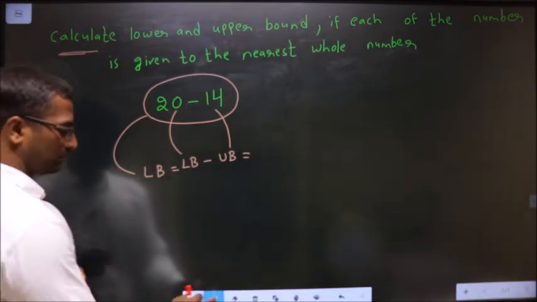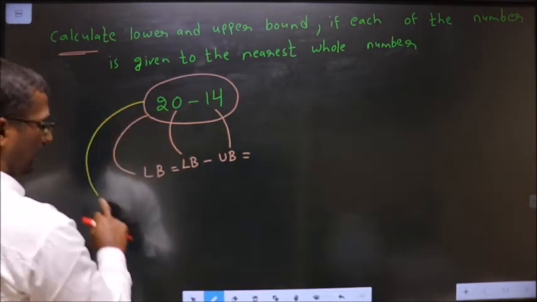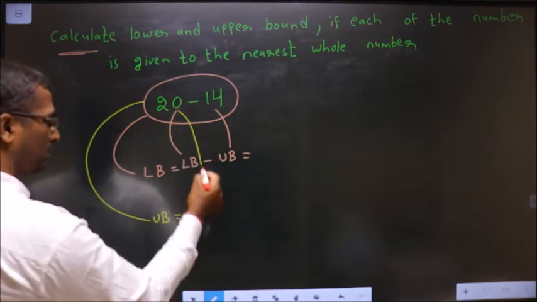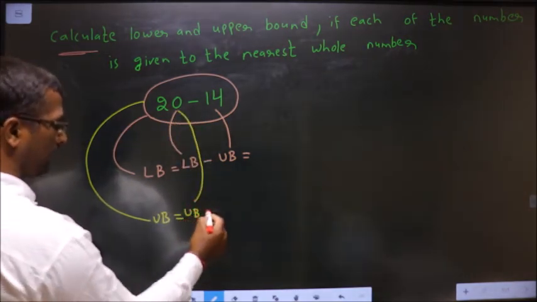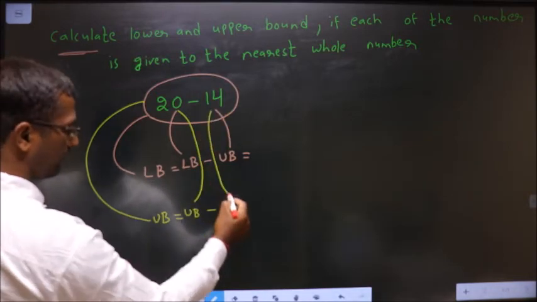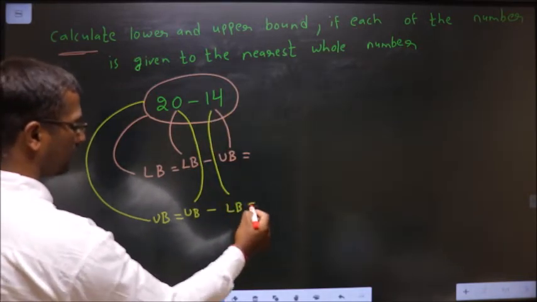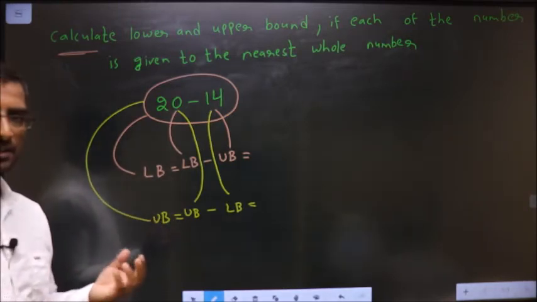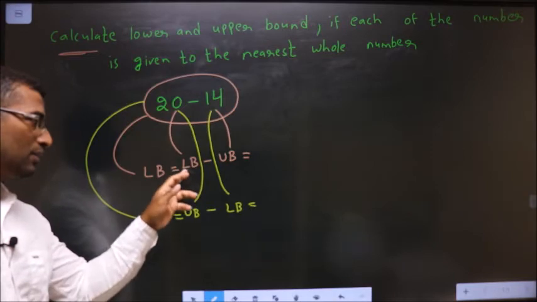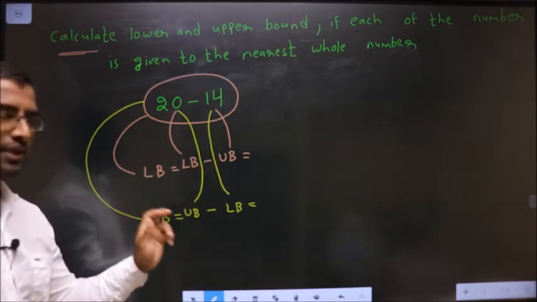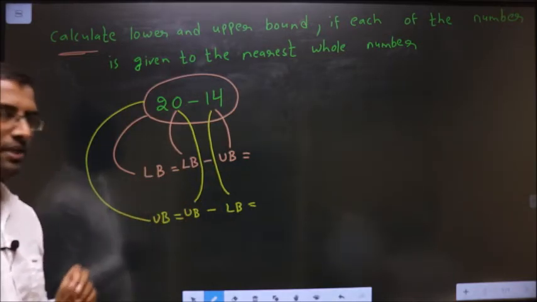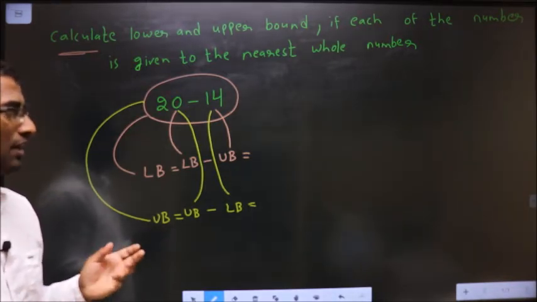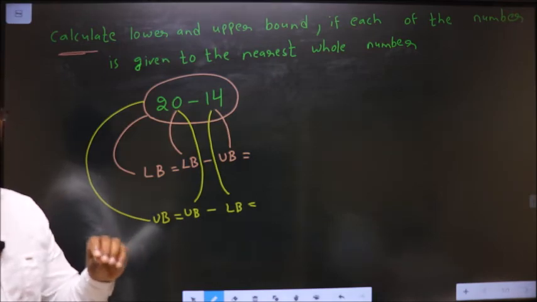Okay, now to get upper bound you should take upper bound of 20 minus you should take lower bound for 14, then only it will result in upper bound. In subtraction this is a rule man. Lower minus upper will give you lower, upper minus lower will give you upper. Remember this. Okay, next. Now let us find lower and upper bound for each of the numbers.